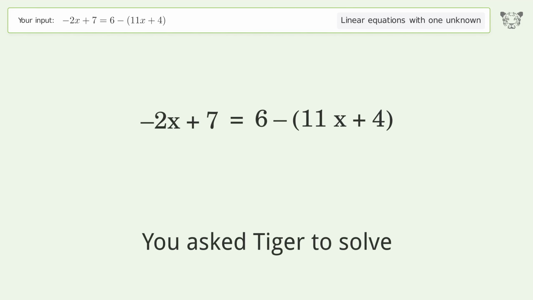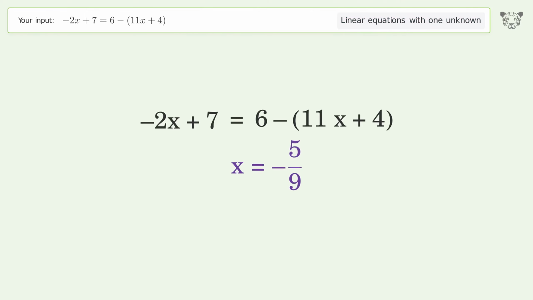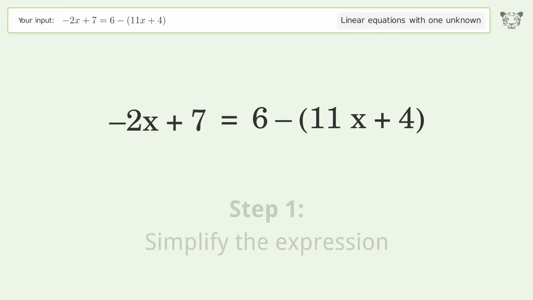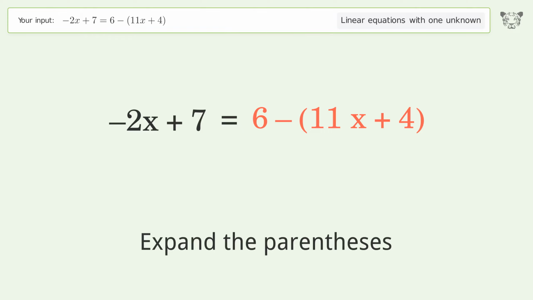You ask Tiger to solve. This deals with linear equations with one unknown. The final result is x equals -5/9. Let's solve it step by step. Simplify the expression. Expand the parentheses.